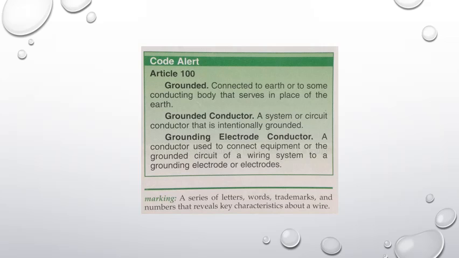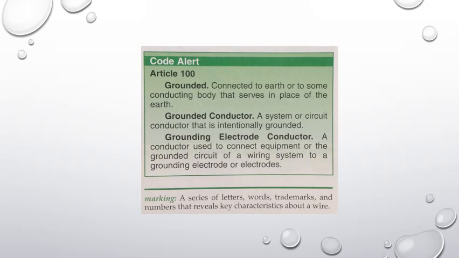Marking. Marking is a series of letters, words, trademarks, and numbers that reveals key characteristics about a wire. The marking is usually printed on the outer insulation or jacket of the wire or cable. If the surface is too small to be marked, the required information must appear on an attached tag, a reel, or the smallest unit carton.